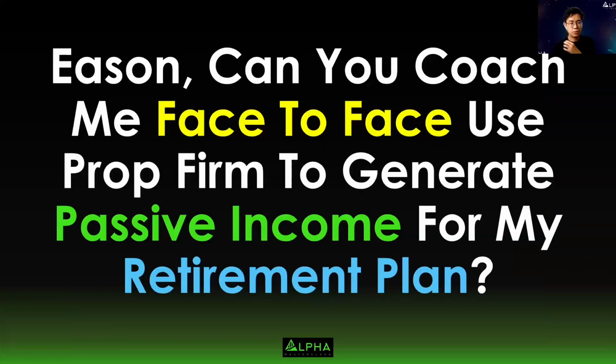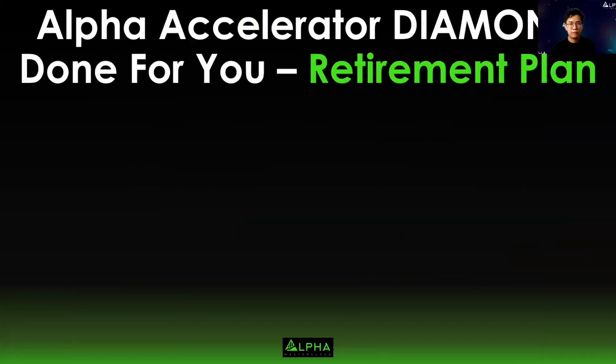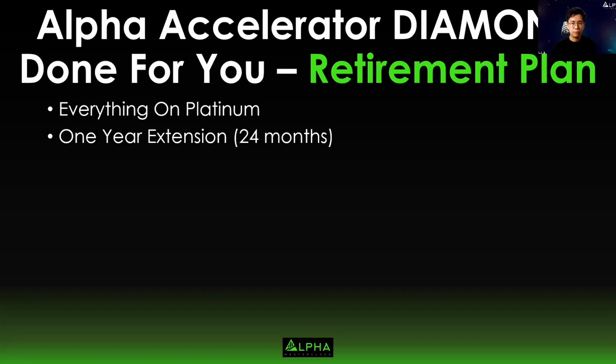But Eason, can you coach me face to face to use a prop firm to generate passive income for my retirement plan? Now, this is specifically for people who already have their own existing strategy, and they would like to take the existing strategy and automate it to be their own way of trading, meaning their own robot trading system. You will get everything in Platinum, and you will get a 1 year extension for 24 months, because right now you are using prop firms done for you to reach a retirement plan straight away.